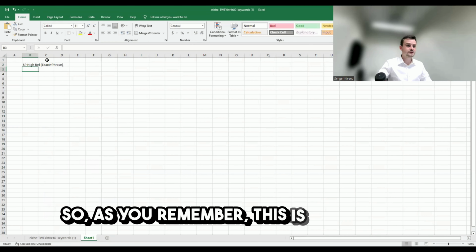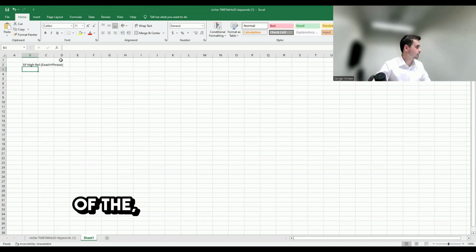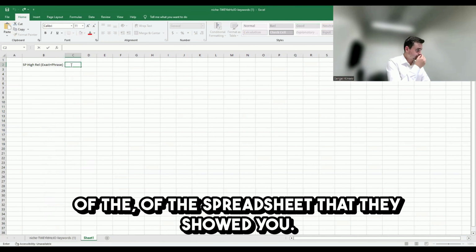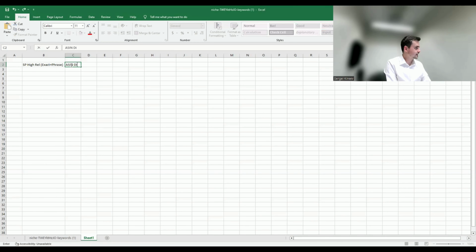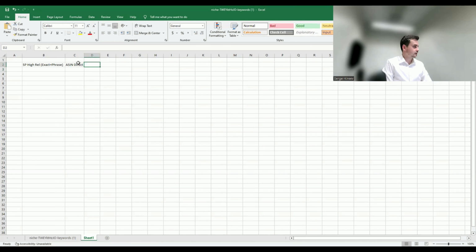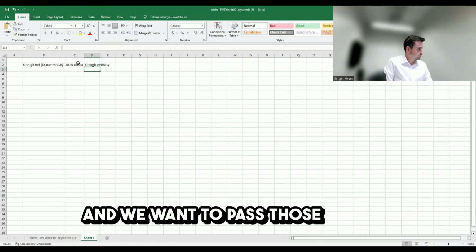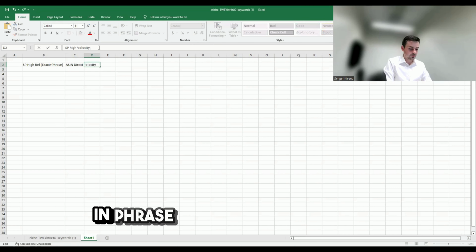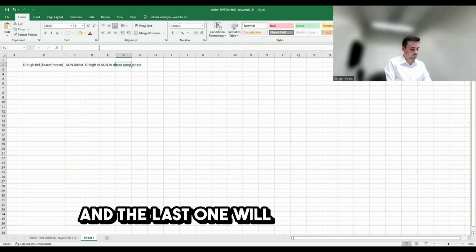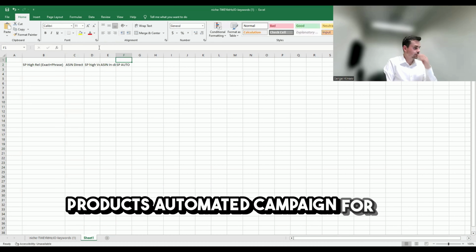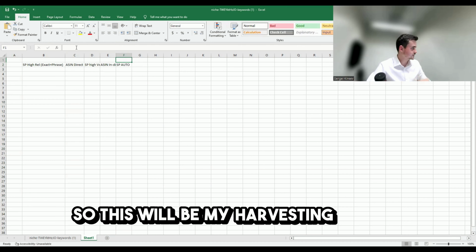As you remember, this is the top side of the spreadsheet that I showed you. Then we put ASIN direct. It will be sponsored products high velocity, and we want to test those both in phrase and in exact as well. The next one will be ASIN indirect competitors. And the last one will be sponsored products automated campaign for harvesting. So this will be my harvesting option.